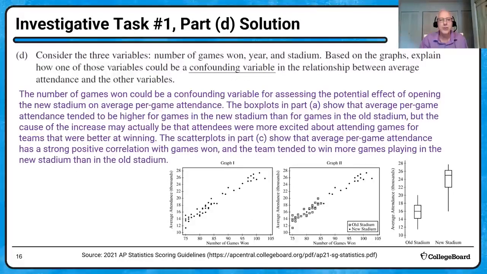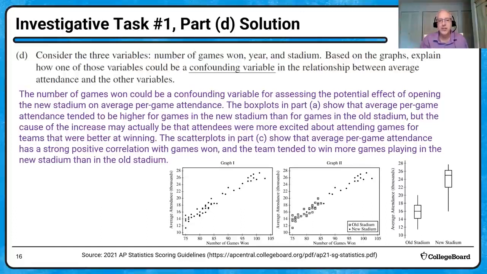The number of games won could be a confounding variable for assessing the potential effect of opening the new stadium on average per game attendance. The box plots in part A show that average per game attendance tended to be higher for games in the new stadium than for games in the old stadium. But the cause of the increase may actually be that attendees were more excited about attending games for teams that were better at winning. Kind of makes sense. The scatter plots in part C show that average per game attendance has a strong positive correlation with games won, and the team tended to win more games playing in the new stadium than in the old stadium.